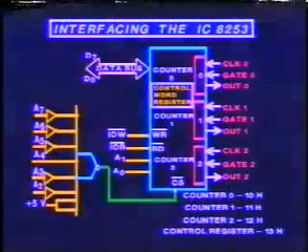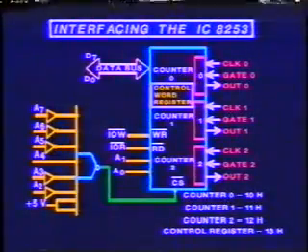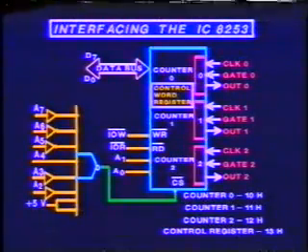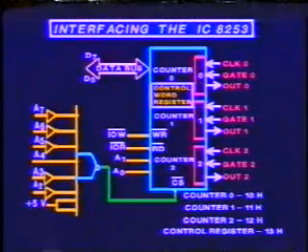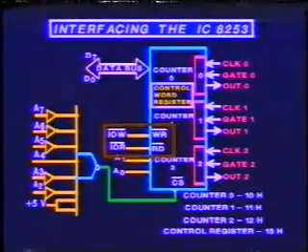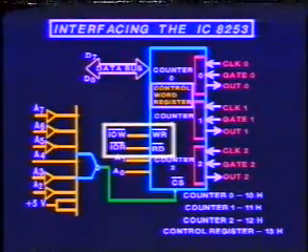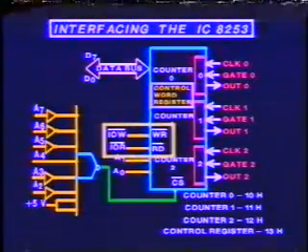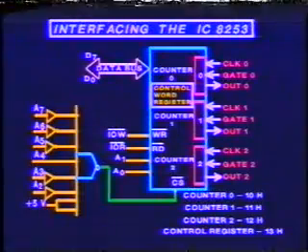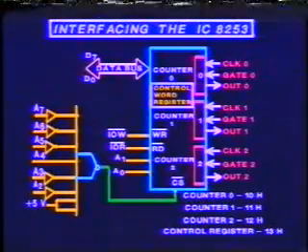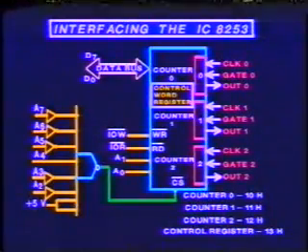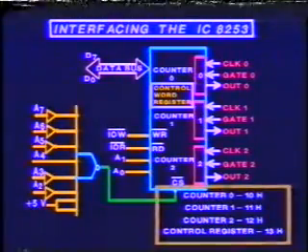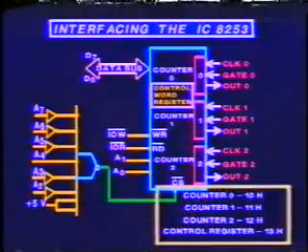The device can be operated in I/O mapped I/O mode or memory mapped I/O mode. To operate in I/O mapped I/O mode, the read bar and write bar signals are connected to the I/O read bar and I/O write bar control signals of the bus. The address decoder selects the device for I/O addresses 10, 11, 12 and 13H.